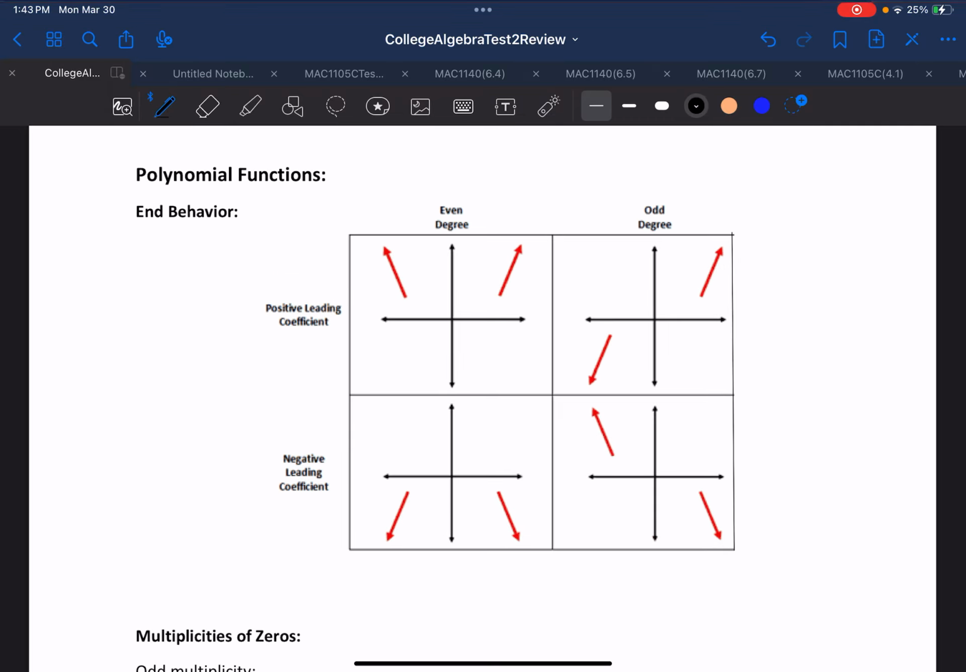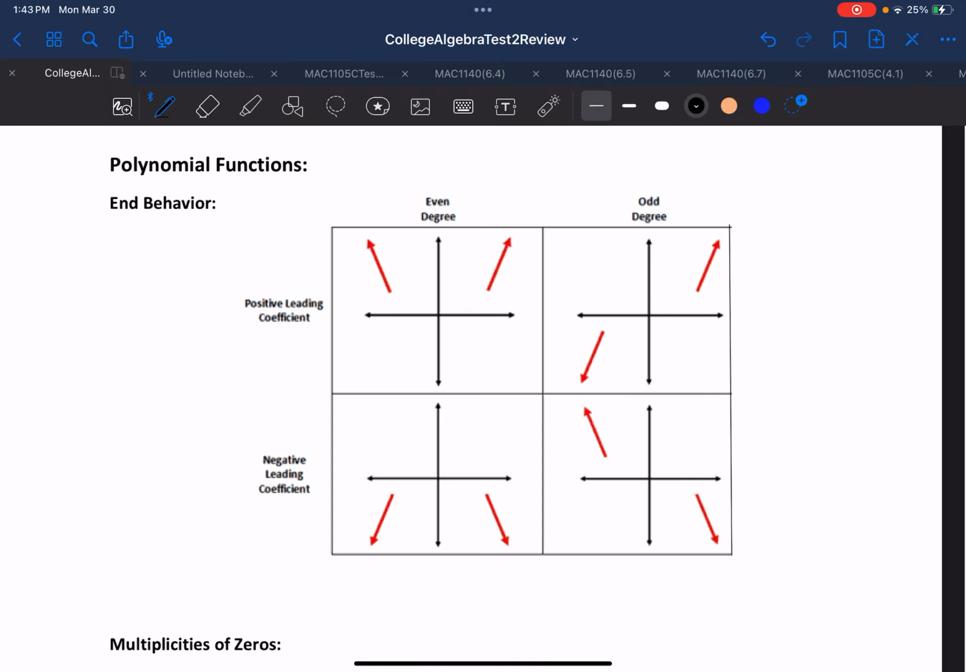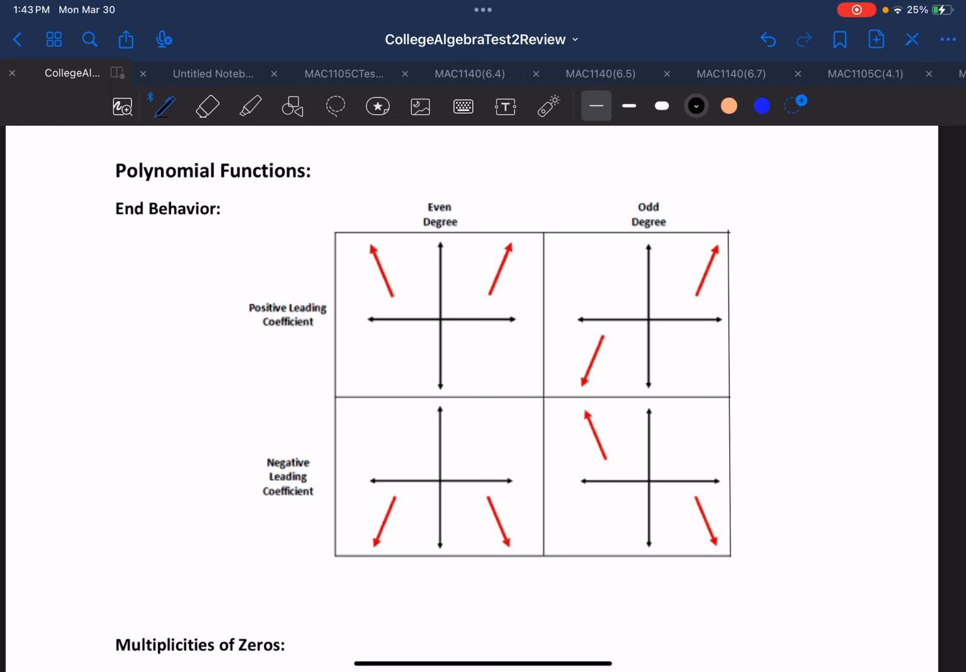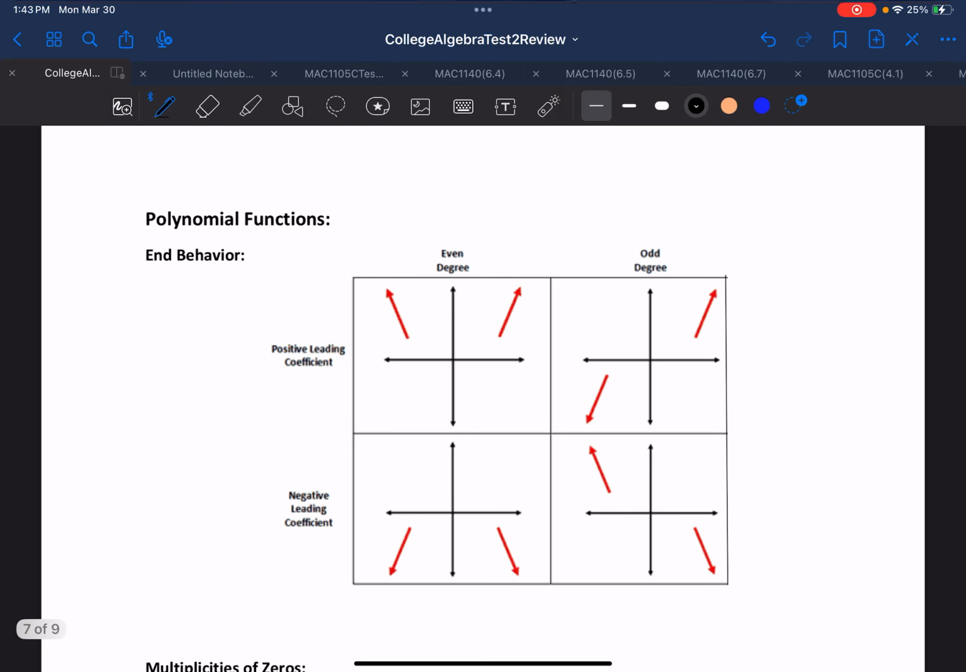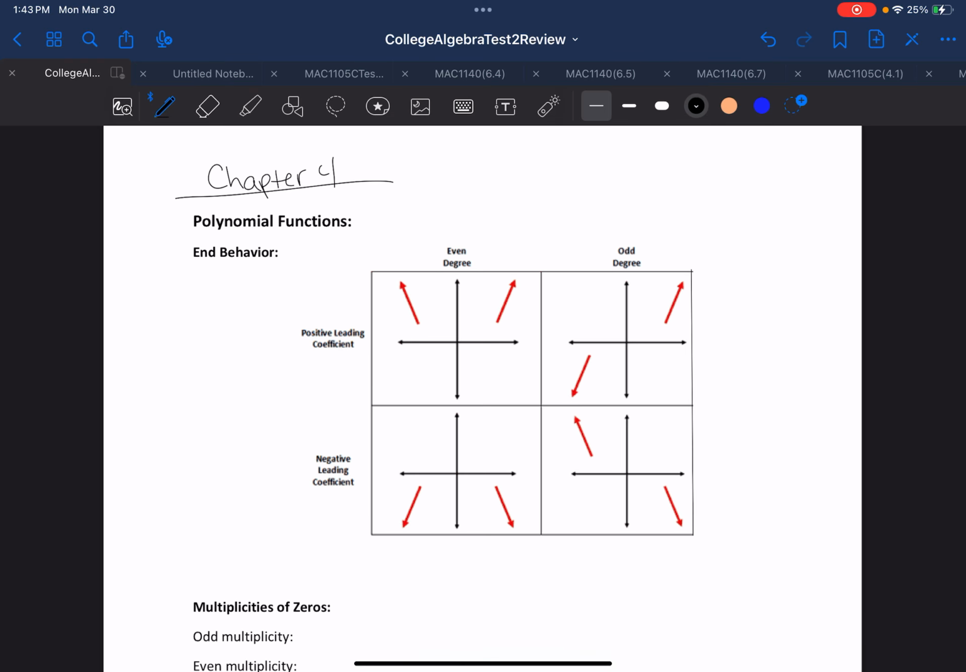All right. And then, so that was everything from chapter 3. And now this starts chapter 4, which was all about polynomial functions. So I put this chart here for that end behavior that we learned about. So this is probably the most recent thing we've learned about. So hopefully that's fresh in your memory.